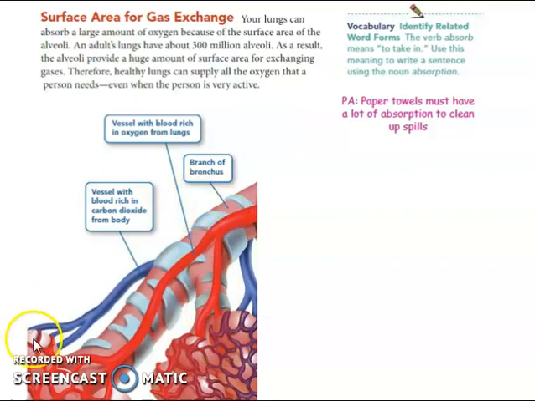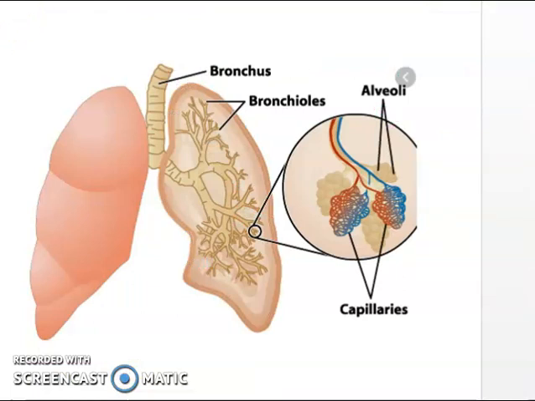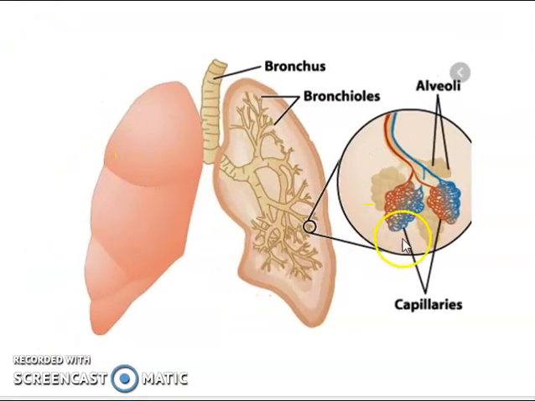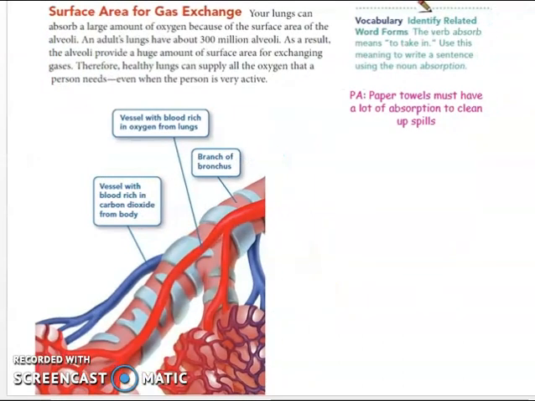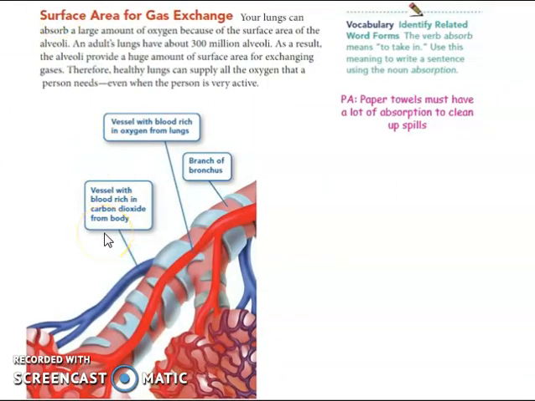This picture represents the vessel with blood rich in oxygen, the red one. The blue ones represent the vessel with blood rich in carbon dioxide or less oxygen. And the branch is called the bronchus. If I try to illustrate this in a big picture, it looks like this. If I zoom out, it is like this. It is the same, I am just zooming it out and in so that you understand.